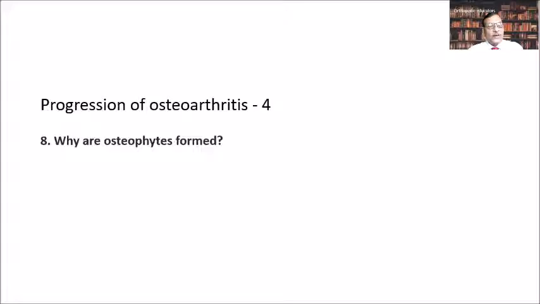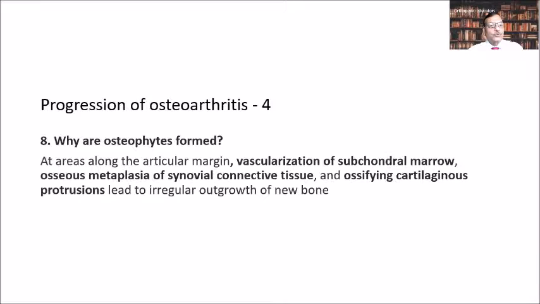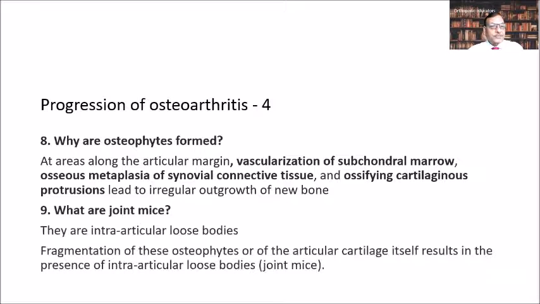Why are the osteophytes formed? The osteophytes are usually seen along the articular margin, and the cause is vascularization of the subchondral marrow. There is osseous metaplasia of the synovial connective tissue, and ossifying cartilaginous protrusions, all combined, lead to irregular outgrowth of the new bone.